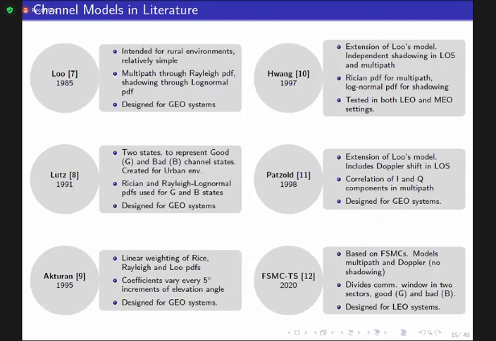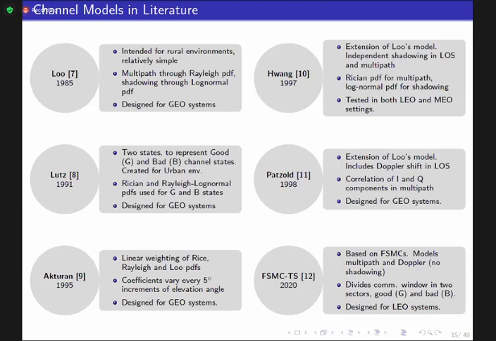So we have a ton of channel models, of course. We have just selected 6 here, which we believe tend to represent this scenario very well. So the first model is probably the most rudimentary or simplistic model, which is Loo's model. This was intended originally for rural environments. It's a very simple model. It uses a Rayleigh distribution to model multipath, but a normal distribution for shadowing. And it was intended for geostationary systems, right?